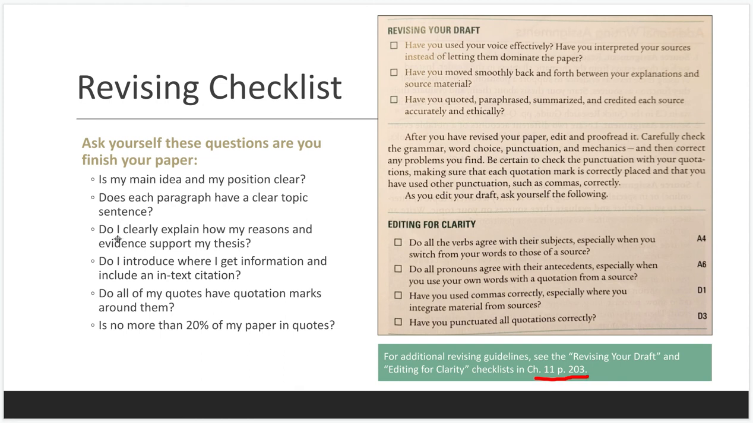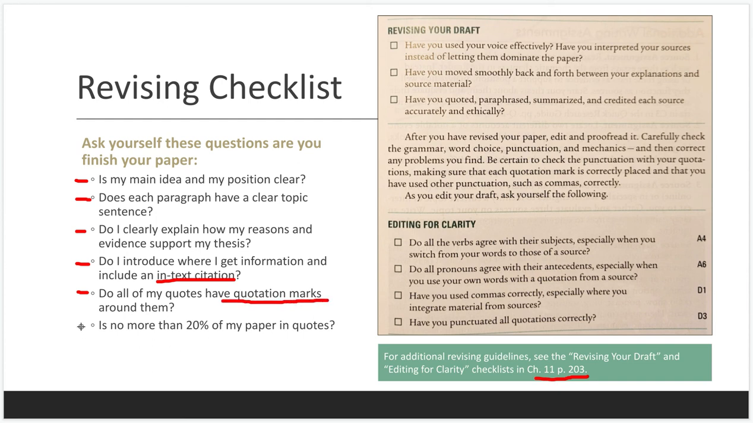But here are some other questions I have. Just, is your main idea and position clear? Does each paragraph have a topic sentence? That's a big one. Do you clearly state the reasons and the evidence that support your thesis? Do you introduce where you got your information and include your in-text citations? That's important. Do all of your quotes have quotation marks around them? Believe it or not, that's a very common mistake that I encounter with students.